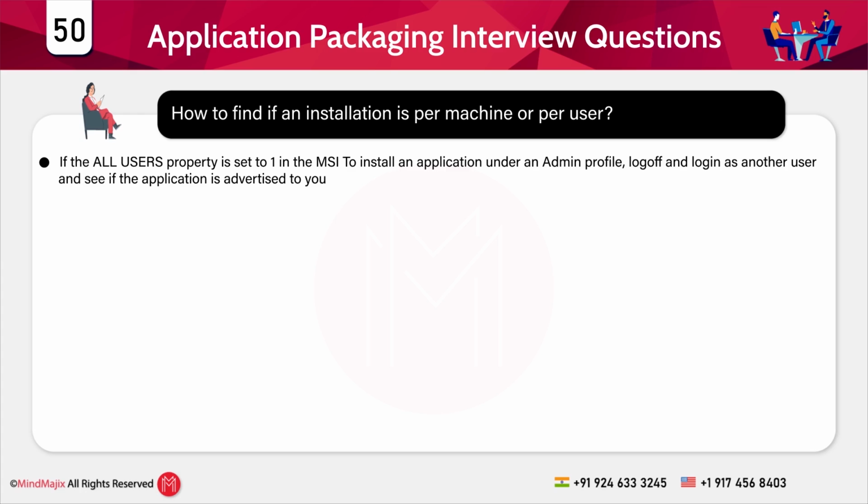If it is not advertised, if a single user has logged in, and if another user has logged into that machine and is not able to see that application, this means that it is per user, not per machine. If it is per machine, then if multiple users are also logging on to that particular machine, all the users should be able to see the advertised shortcut.